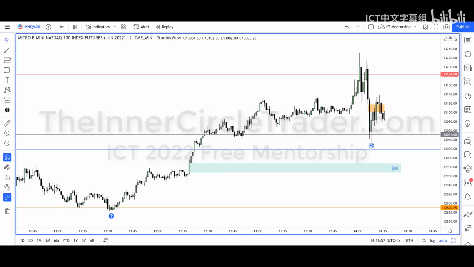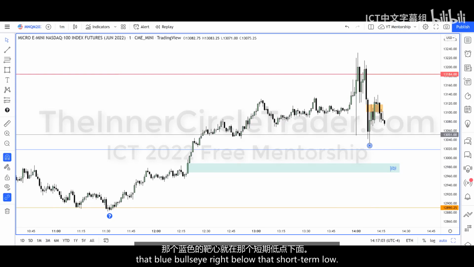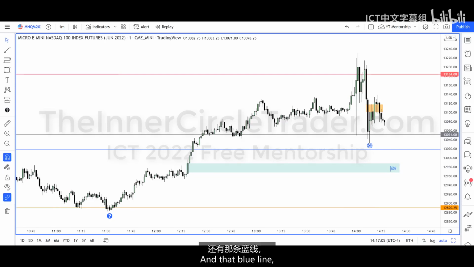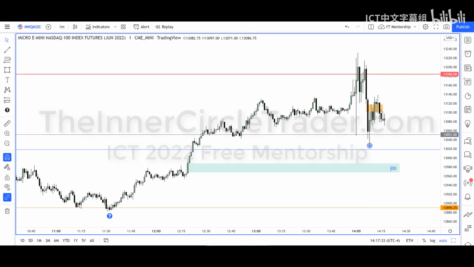Okay, the market is likely to keep dropping in here. I'm looking for that little bullseye, that blue bullseye right below that short-term low. And that blue line, if you notice when I first started the recording here, that was really just an order block. So it could bounce there a little bit. But ultimately my interest is from where we are now down into that checkered flag area. It doesn't look like I got enough room, so I'm going to probably have to move that over to the right a little bit. And again, the mindset is we're dropping down.